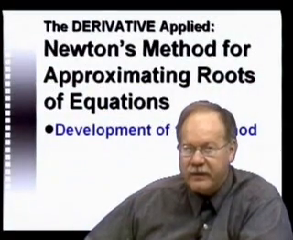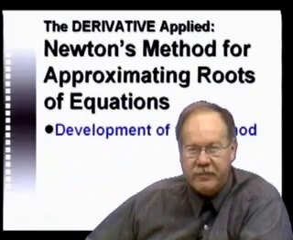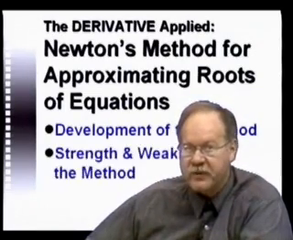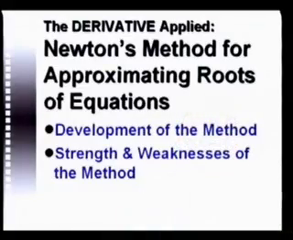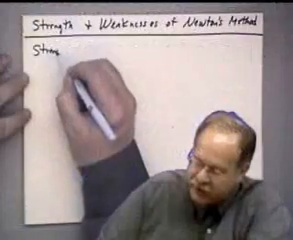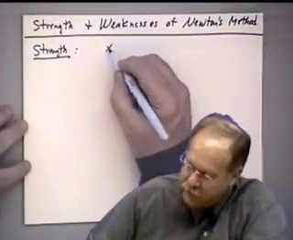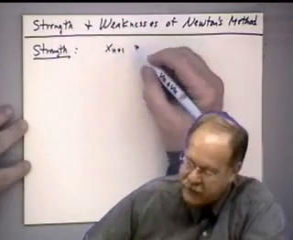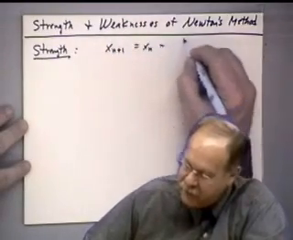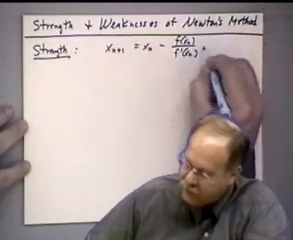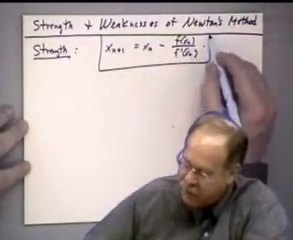Every method in numerical analysis for approximation has its strengths and its weaknesses. None of them is perfect. So let's talk about the strengths and the weaknesses of Newton's method. The first thing to mention is its strength as opposed to other methods. And let me just remind you the iterative formula, that xn plus 1 is equal to xn minus f of xn over f prime of xn. There's Newton's formula, to keep in mind.